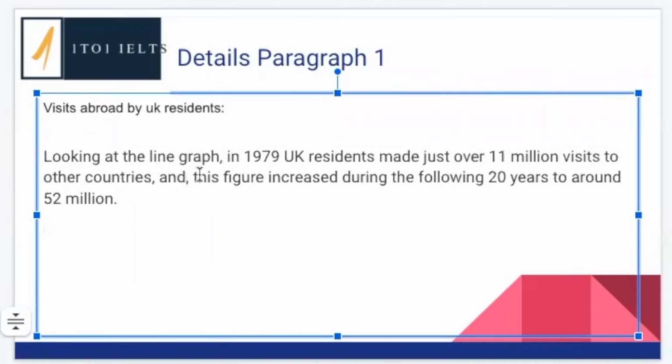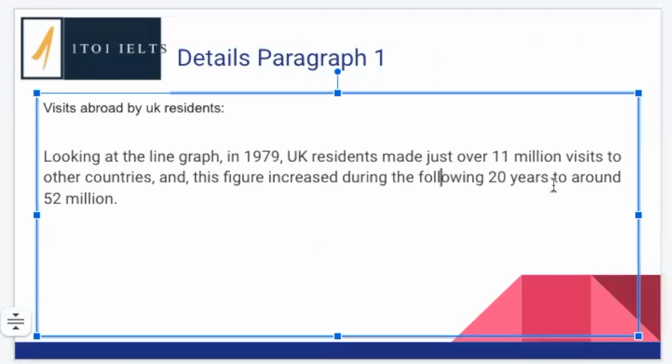Looking at the line graph, in 1979, remember, anytime you start a clause with in and you have a date, we put a comma after this because it's an introductory prepositional phrase. So in 1979, UK residents made just over 11 million visits to other countries. Good. And this figure increased during the following 20 years to around 52.